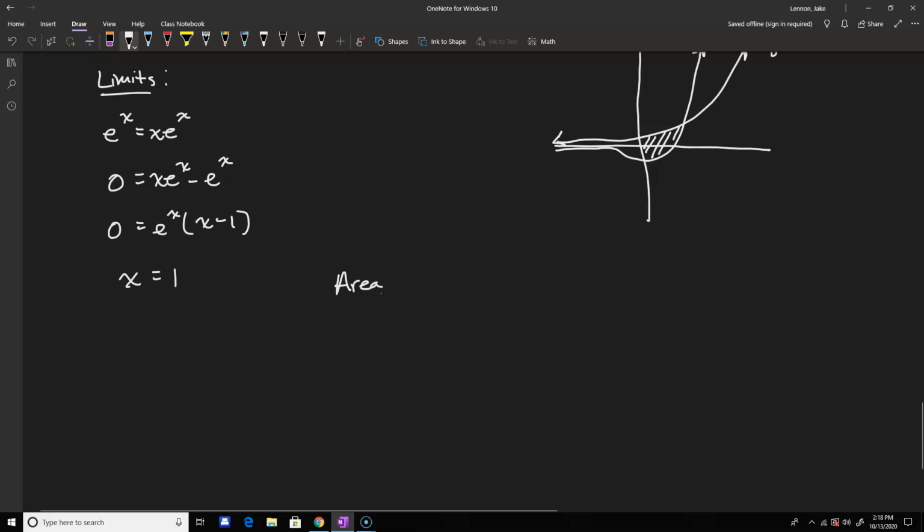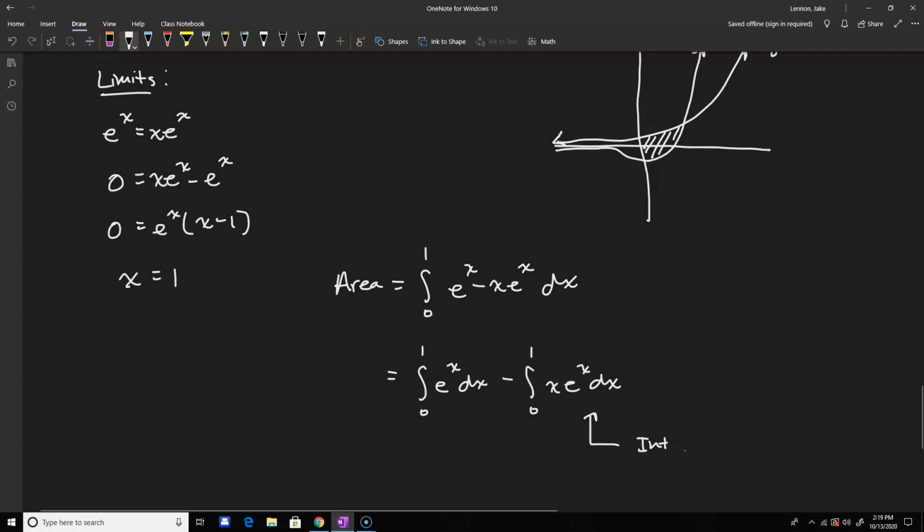So our area here is the integral from 0 to 1 of e to the x minus x e to the x dx. And we can split this up into two integrals. The integral from 0 to 1 of e to the x dx, sorry, I forgot the dx, minus the integral from 0 to 1 of x e to the x dx. And if you recall, the second integral is actually done using integration by parts. So I will let you go ahead and look that up if you forget. But this is integration by parts.